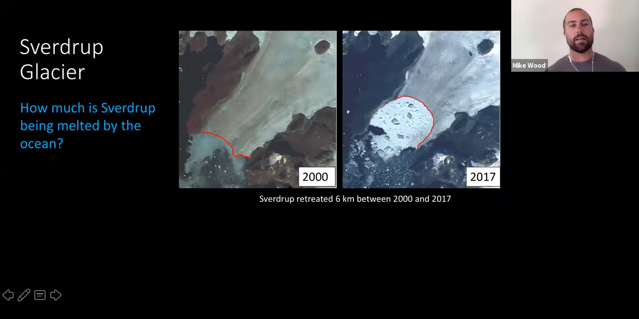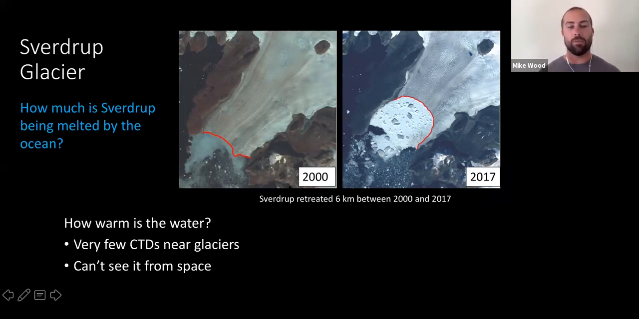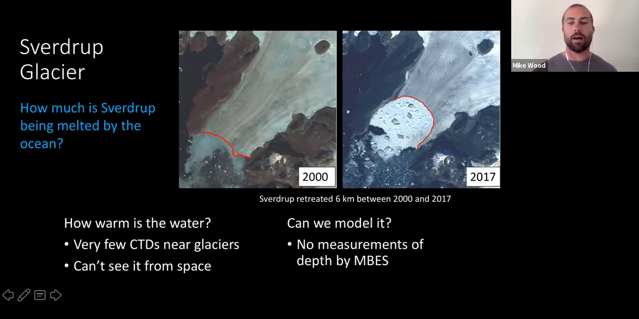And so we can take, for example, Sverdrup Glacier, which I'm going to talk about as a case study throughout this talk. If you were considering Sverdrup Glacier, you could ask, how much is Sverdrup being melted by the ocean? Well, from the modeling study, we know what we need in order to calculate this. We need to know how warm the water is. But for Sverdrup, and really for the vast majority of Greenland glaciers, we had very few CTDs near the glaciers. And what's more is that we couldn't see that warm water from space because it sits on the bottom of the ocean. So if you can't measure it, you say, well, maybe we can model it?